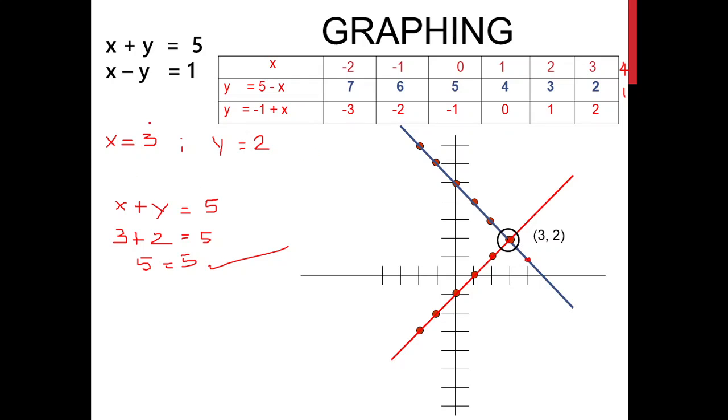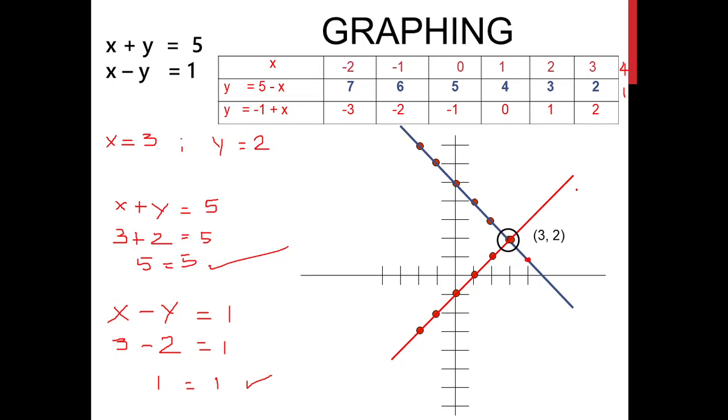Let's see if these values will satisfy the second equation, which is x minus y equals 1. So substitute x is 3 minus y is 2 equals 1. 3 minus 2 is 1. It also satisfies the second equation. So take note, the intersecting point on the graph of the two equations will be the solution of both equations.